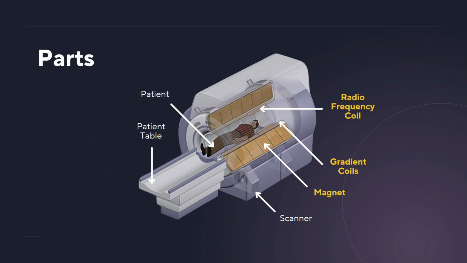The MRI machine is a complex device with several parts. However, for this video, we'll be focusing on the three main components: the radio frequency coil, the gradient coils, and the main magnet.